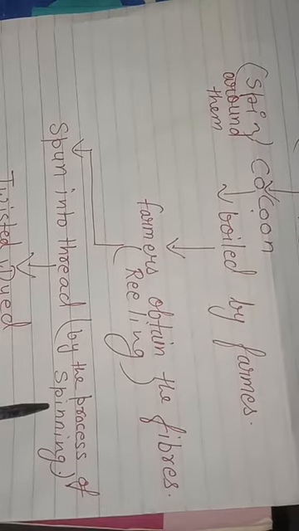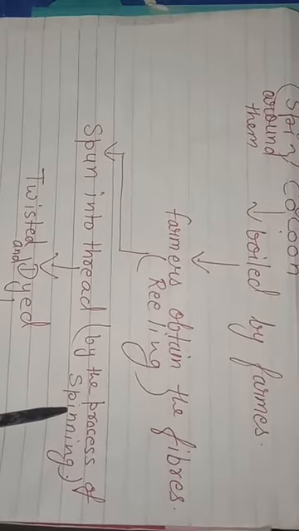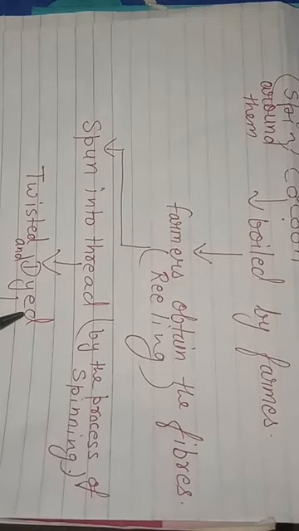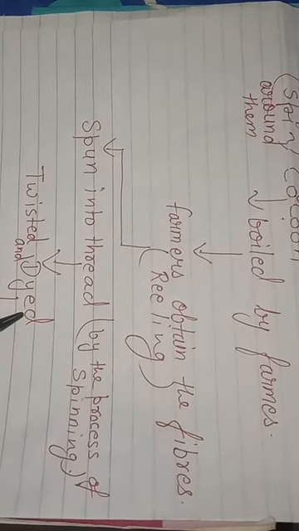After that, it is spun into thread by the process of spinning. After spinning, they twist and dye in different colors which they want, and then weave into a fabric. So those are the steps of how we get silk.